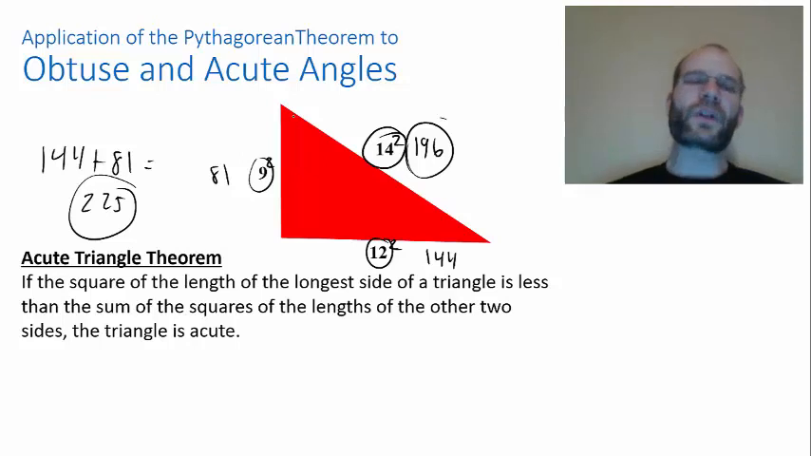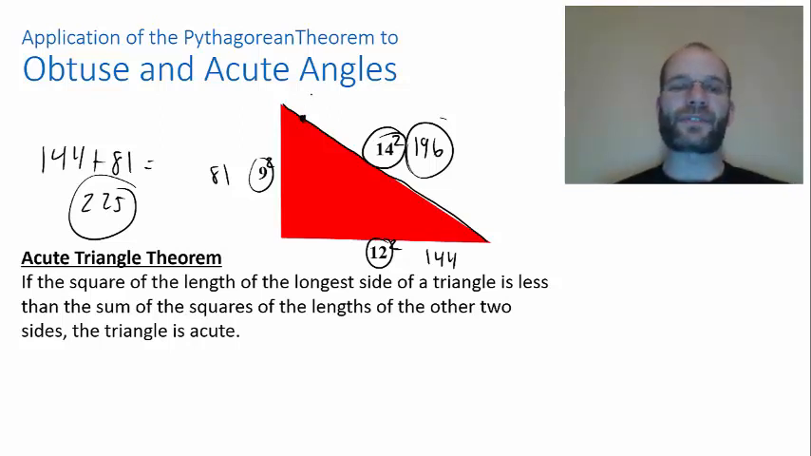We know that if this were a right triangle, the square of this longest side would be 225. But in fact, the square of that longest side is shorter than that, which means that this 14 is shorter than what would be the equivalent of a hypotenuse in a right triangle. What does that mean about this angle? It means this angle must be acute. It must be less than 90 degrees.